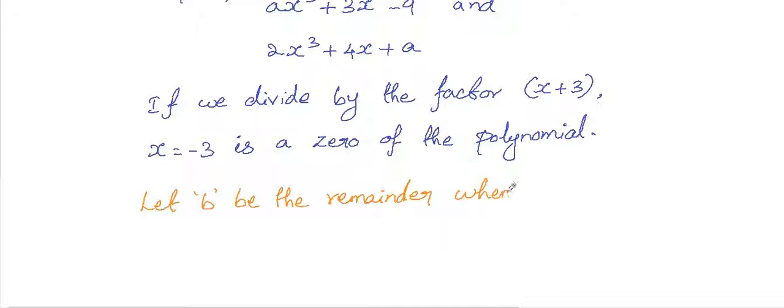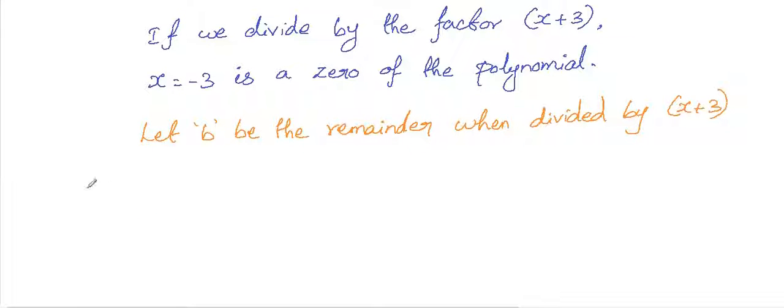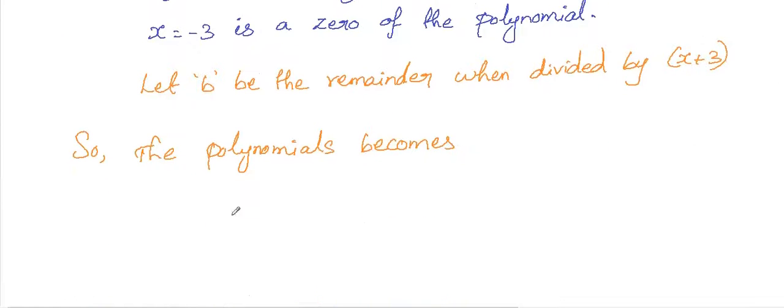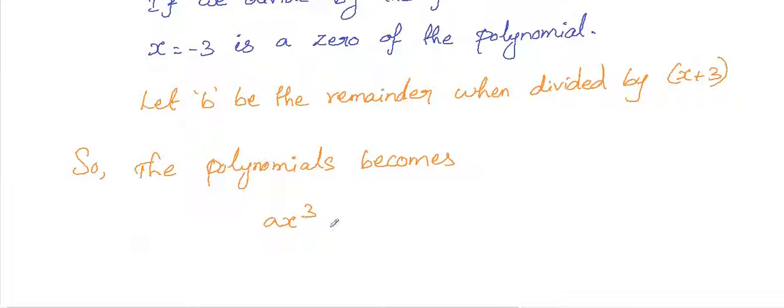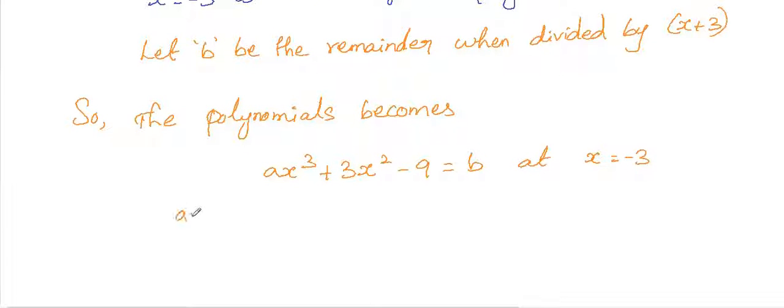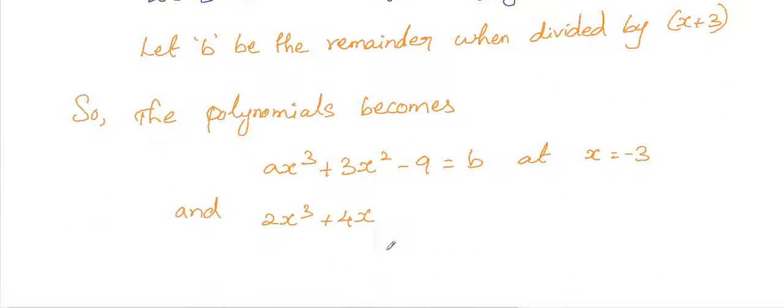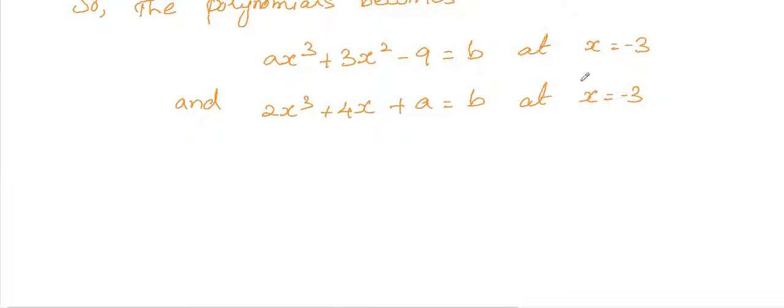So let b be the remainder when we divide by x plus 3. So the polynomial equations becomes the first equation becomes ax cube plus 3x square minus 9 equals to b at x is equals to minus 3, because x is equals to minus 3 is a 0 of the polynomial. And the second equation becomes 2x cube plus 4x plus a is equals to b at x is equals to minus 3.